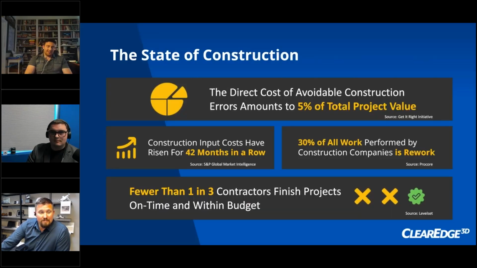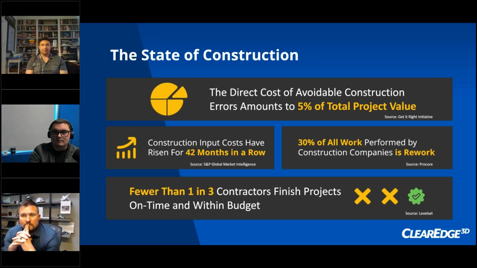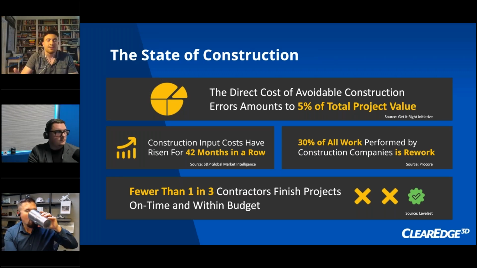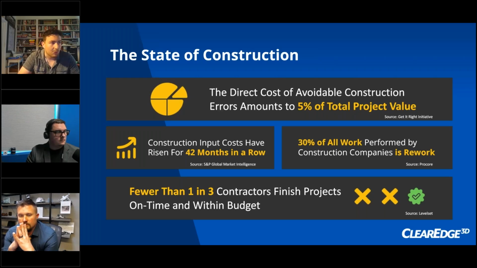So let's go ahead and actually jump in a little bit into the meat of today's presentation. So the state of construction. Some of the key metrics to talk about: number one, the direct cost of avoidable construction errors amounts to about 5% of total project value. It's always been something, especially going to conferences like Autodesk University. I feel like everyone here has their construction horror stories where someone will be staring at a drawing, then you look up and you're like, that's not being built right.